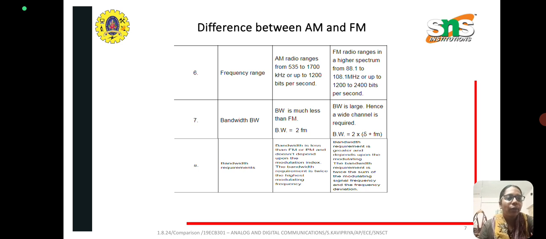And in the bandwidth requirement, the bandwidth is lesser than FM or PM and it does not depend upon the modulation index. Whereas in case of FM, the bandwidth requirement is greater and depends upon the modulation index, and the bandwidth requirement is twice the sum of the modulating signal frequency and the frequency deviation. Del is the frequency deviation.